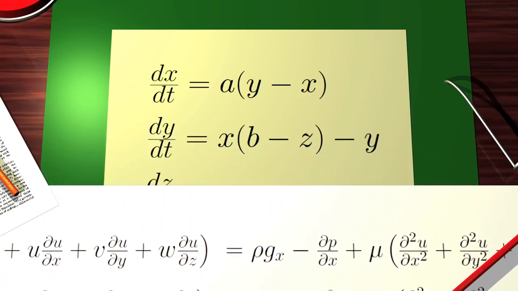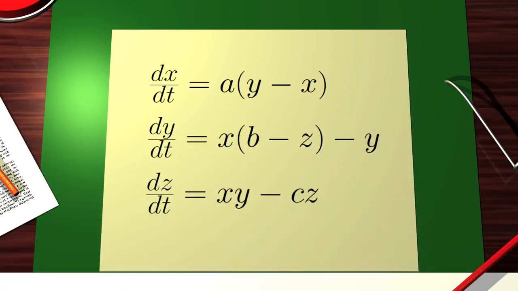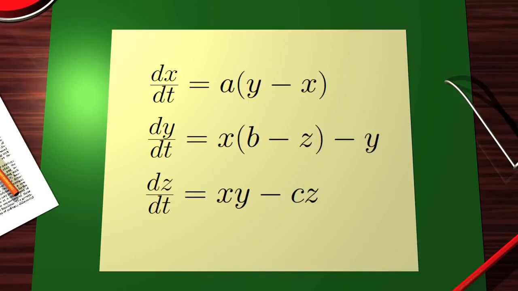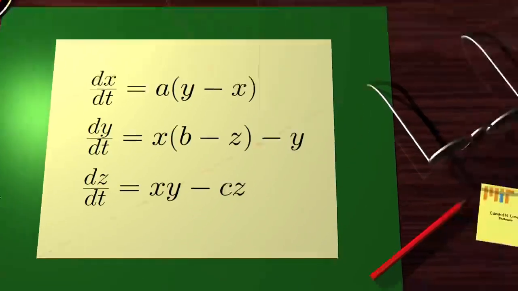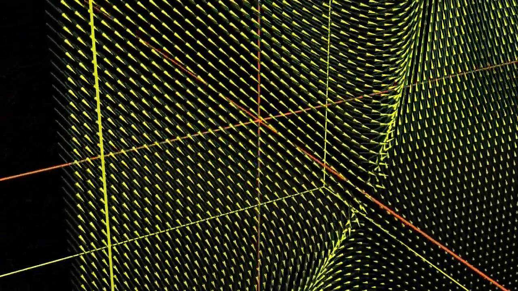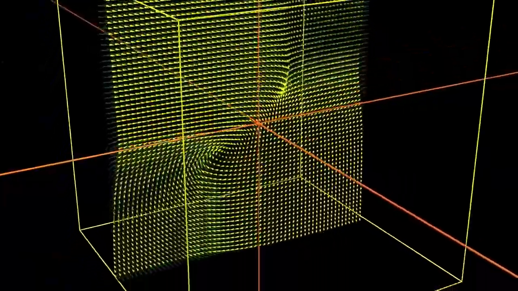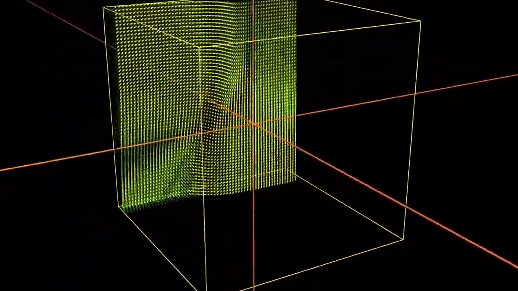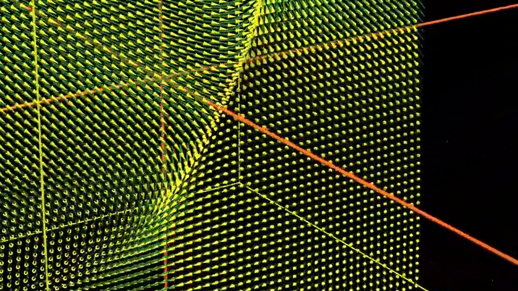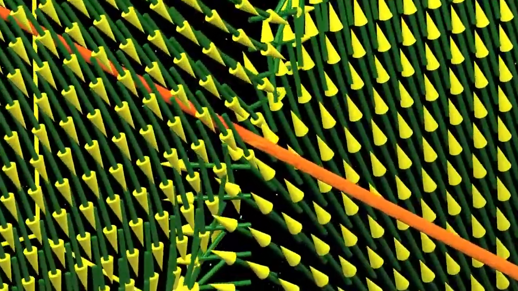His model of the atmosphere was reduced to just three numbers x, y, and z. The evolution of the atmosphere was reduced to a simple equation. Each point, x, y, z, in space represents a state of the atmosphere. The evolution follows a vector field.